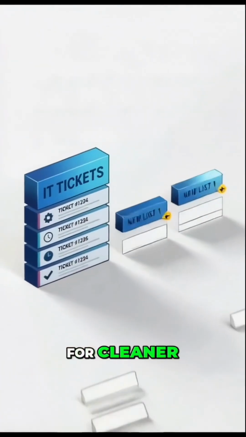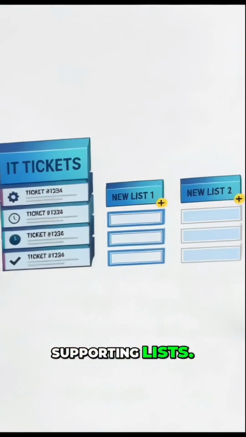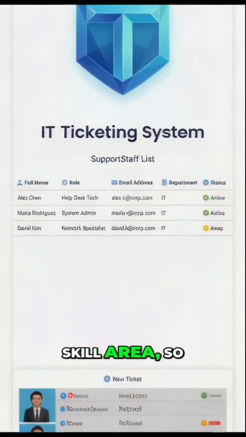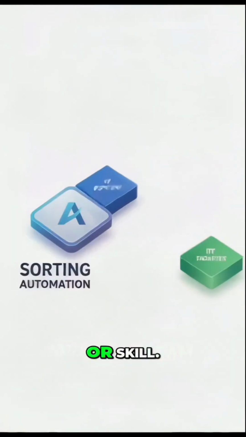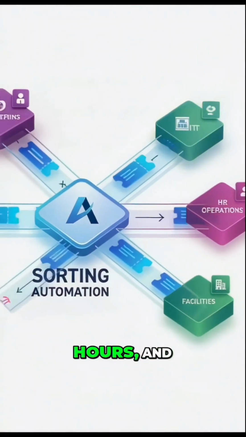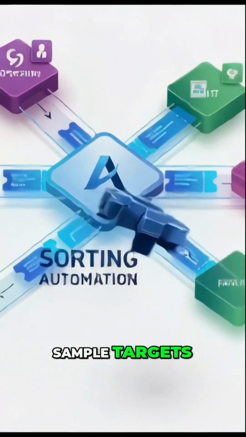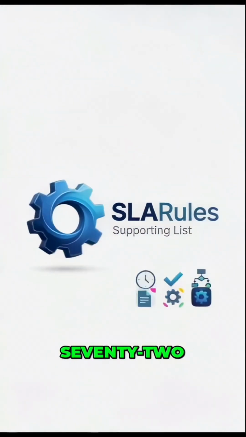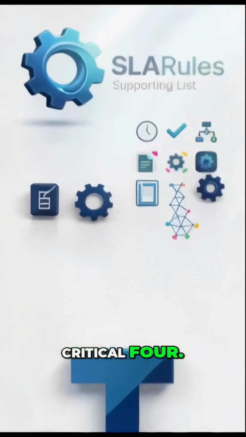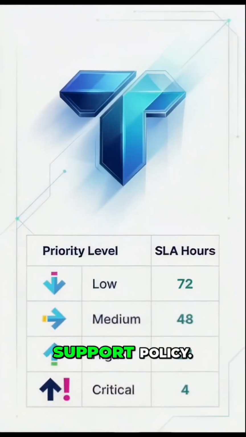screenshots. For a cleaner design, add 2 supporting lists. Create support staff with staff name, staff email, team, active, and skill area, so tickets can be assigned by team or skill. Create SLA rules with priority, SLA hours, and escalation hours. Sample targets might be low at 72 hours, medium 48, high 24, and critical 4. Adjust these to your organization's support policy.